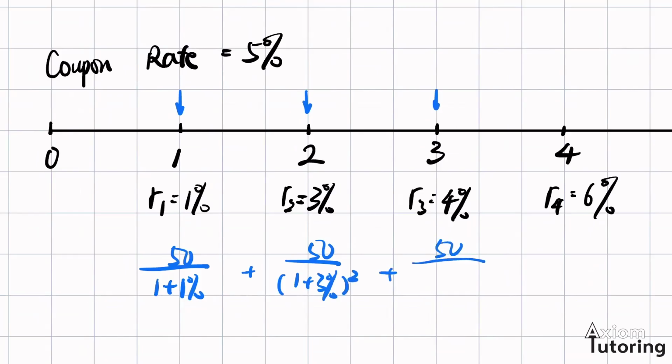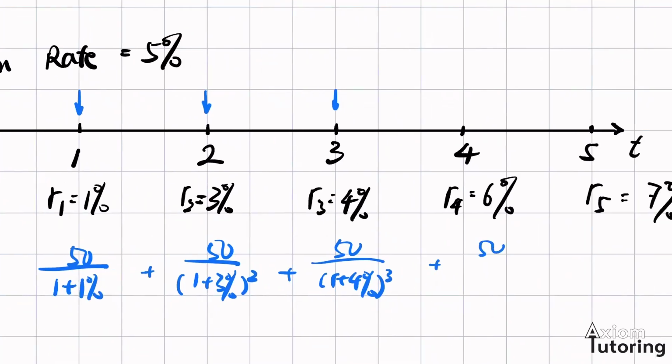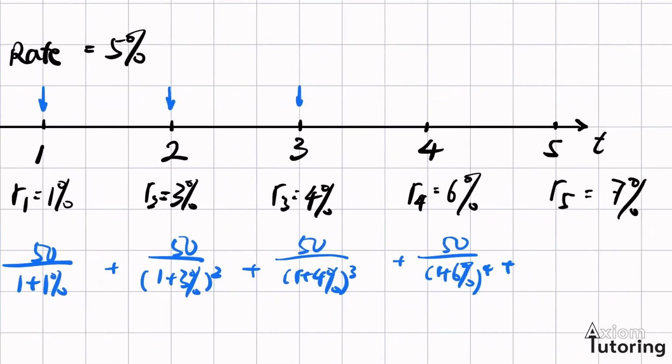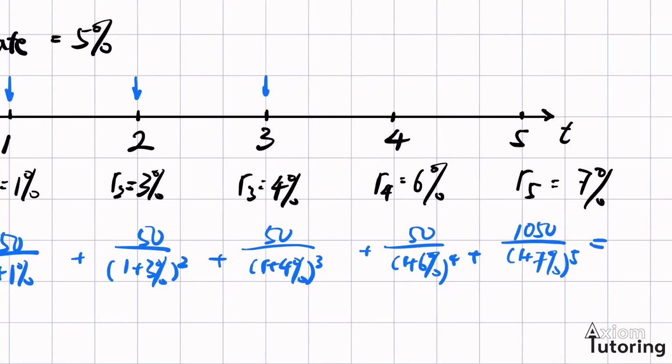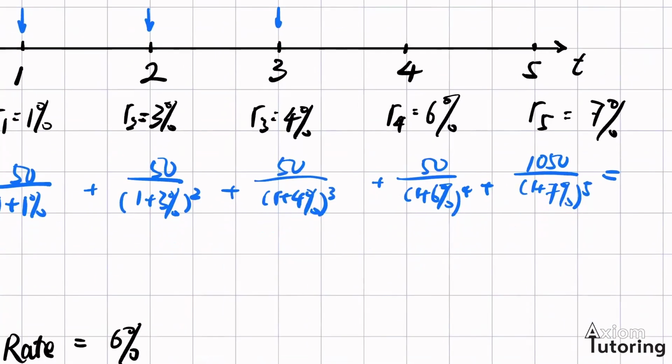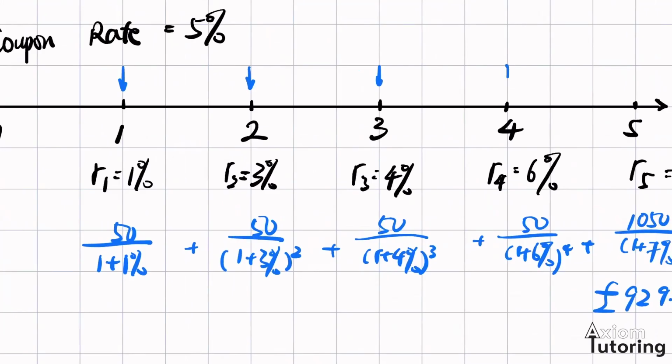Again, 50. So 1 plus 4% to the power of 3. And 50. 1 plus 6% to the power of 4. And last one, always remember the face value added with the coupon here, 1 plus 7% to the power of 5. Okay, again, just plug in the numbers. We should get the answer here, which is £929.32.